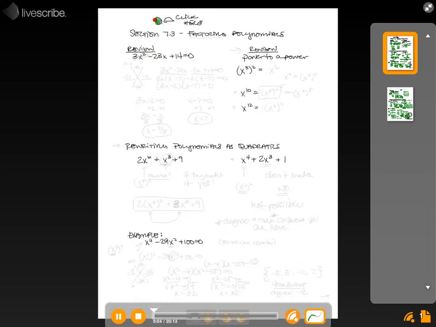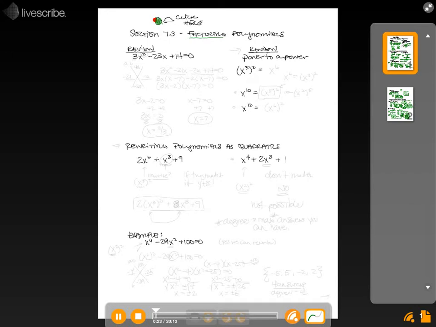Alright, these are our notes for section 7.3 on factoring polynomials. And we're going to factor again today. This is probably the fourth, fifth time we've seen that. And the only difference is we're going to be factoring with polynomials. Now we have factored quadratics, which is when the greatest exponent is a 2. Today, though, the exponent is going to be something else.